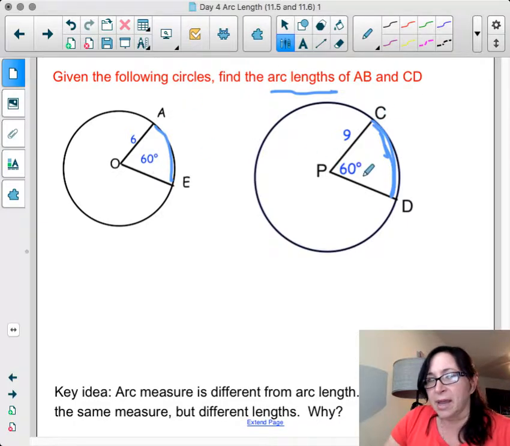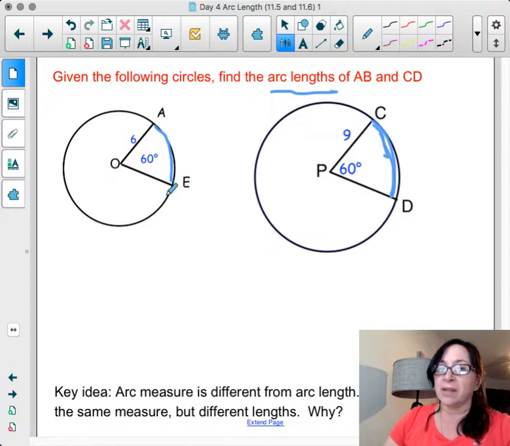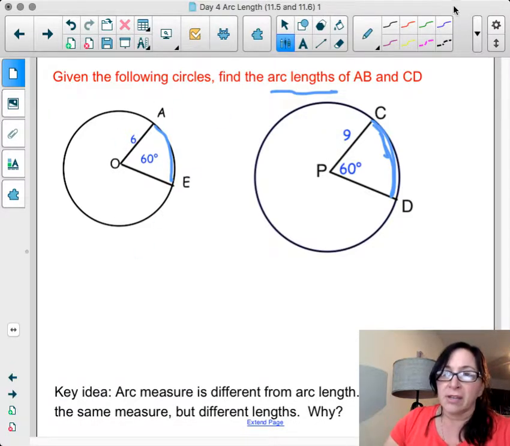Just because my angles are the same doesn't mean I'm going to get the same arc length, because it looks to me like the radii are different. So I should get different answers for that.